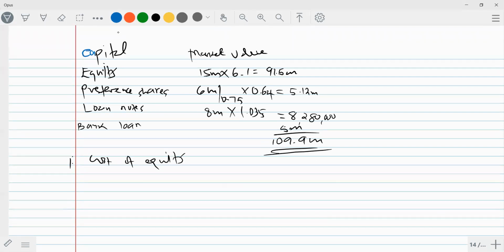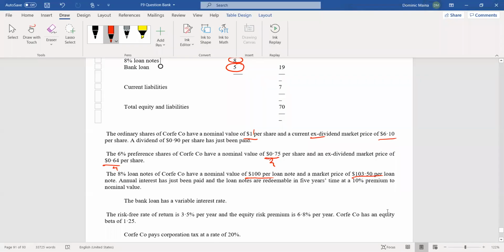Which model to use? Don't forget, it is the information given to us that determines which model we should use. In this example, you've been given the risk-free return, the equity risk premium, and the beta. This implies you're going to use the capital asset pricing model, CAPM. Risk-free is 3.5, the equity risk premium, RM minus RF, is 6.8, and the equity beta is 1.25.